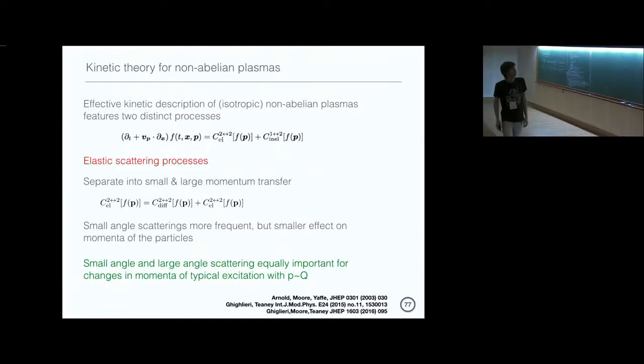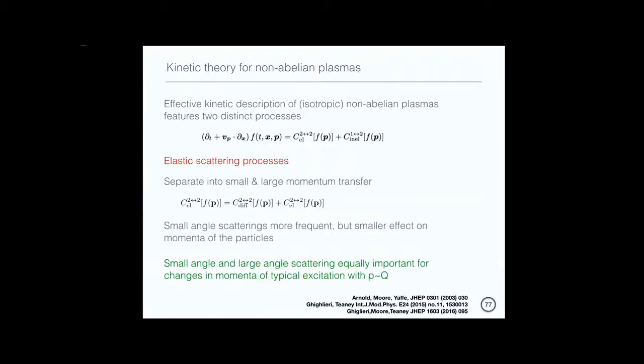For these kinds of excitations, there are essentially two types of processes to consider. On the one hand there are elastic scattering processes of gluons, so let's say we're only dealing with gluons here. On the other hand, there are so-called inelastic or radiative processes. Let's first talk about the elastic processes. It's convenient to separate them into processes with small and large momentum transfer.